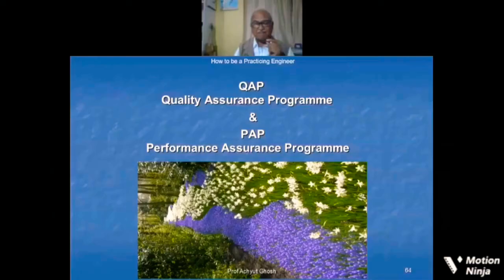Or seeing the quality that I'm paying for. So all projects have to have it: Quality Assurance Program, QAP. That is very interesting in our field of engineering.